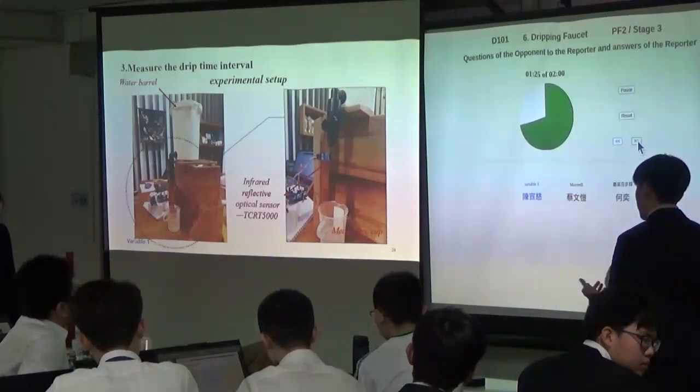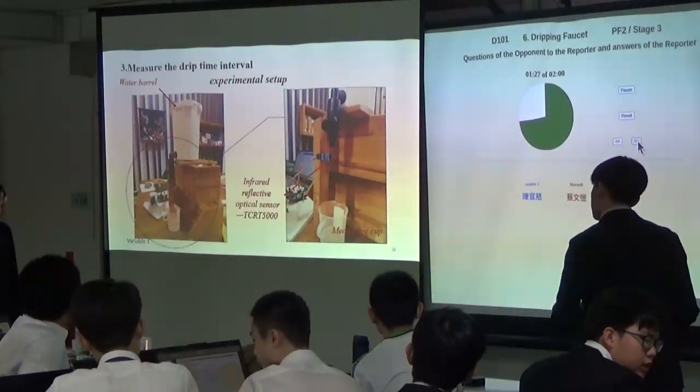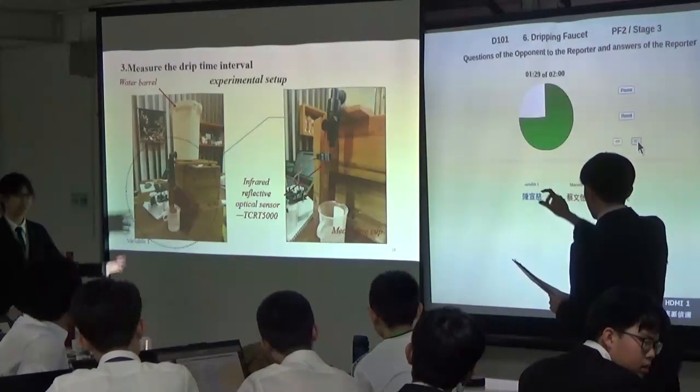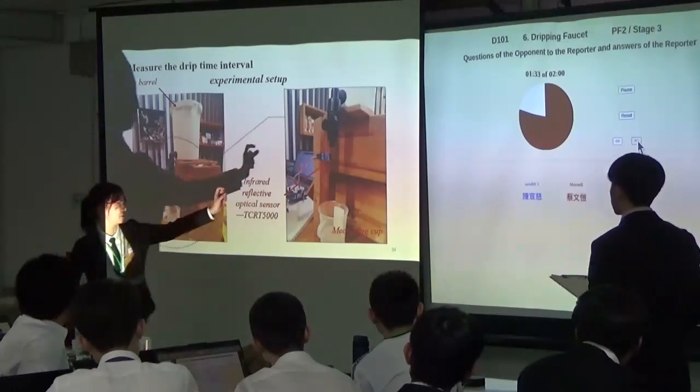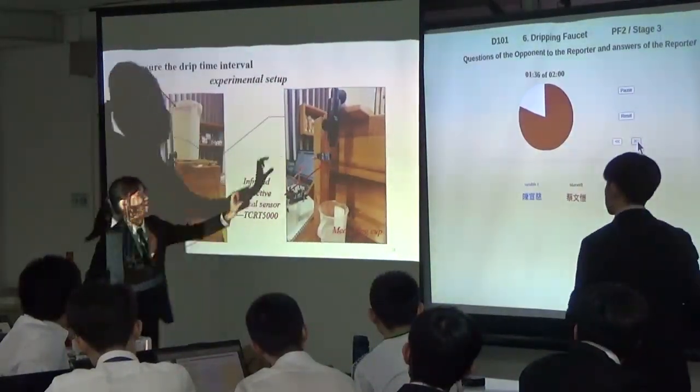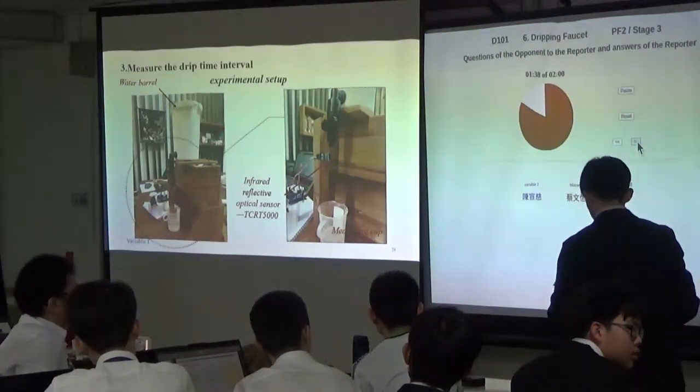So what's the range of the sensor? Some of the droplets may have different directions and may drop outside the sensor's range. So does that happen? No, we don't think it happens. Okay. What's the distance between your sensor and the faucet? You mean here? Yes. It's about 1 centimeter.